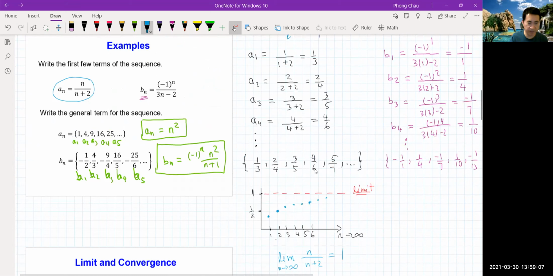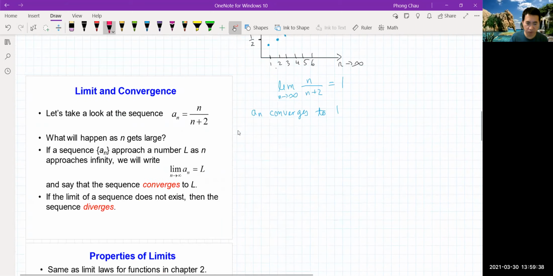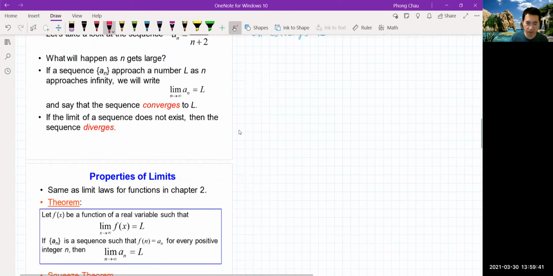You can easily see this sequence right here. If you're going to check whether it converges or diverges, that one diverges, because you see the numbers 4, 9, 16, 25 go up to infinity really quickly. So there's no limit. That's one case where it diverges. So to determine whether it converges or diverges, you take the limit.